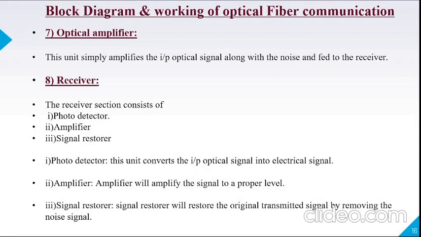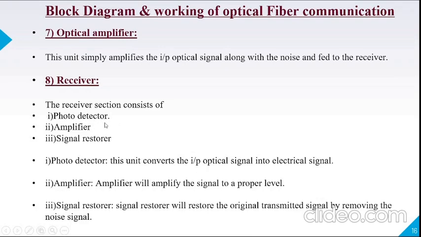Next is your optical amplifier. This unit simply amplifies the input optical signal along with the noise and feeds it to the receiver. Whatever is coming to the optical amplifier, the function of optical amplifier is to amplify the signal. If there is a noise, then it again amplifies the noise as well, and then the signal goes to the receiver.